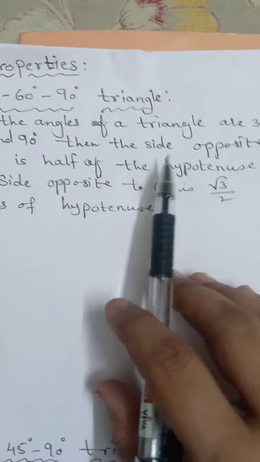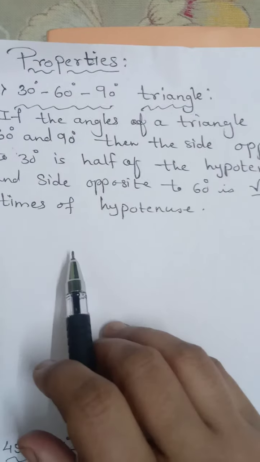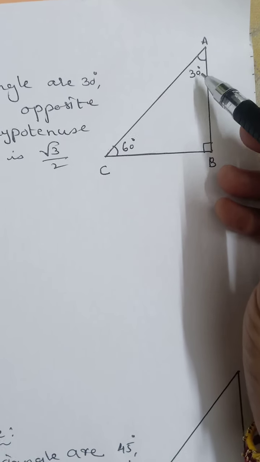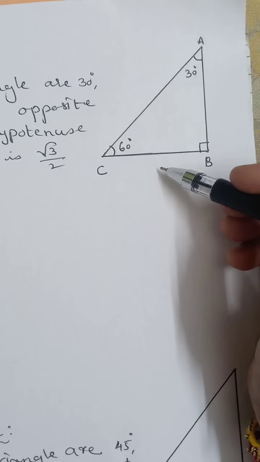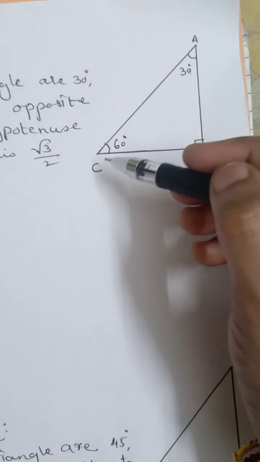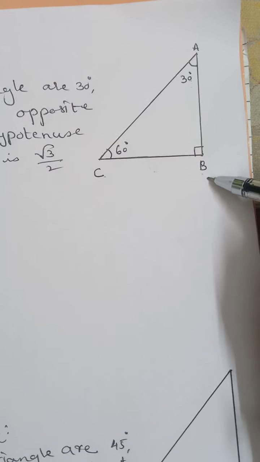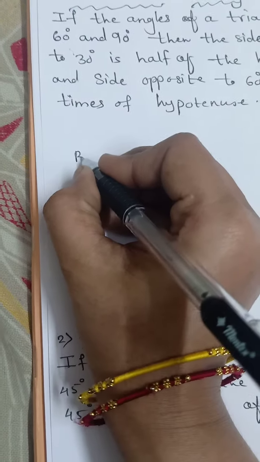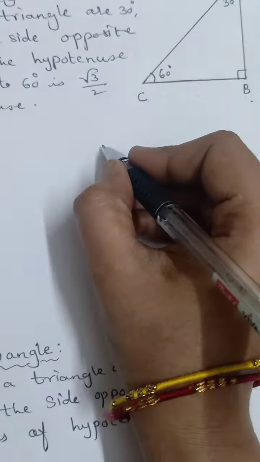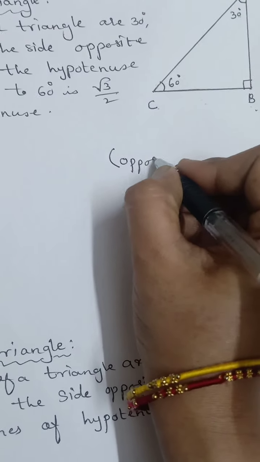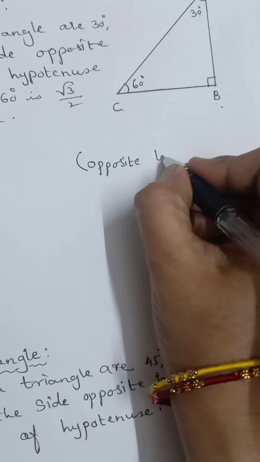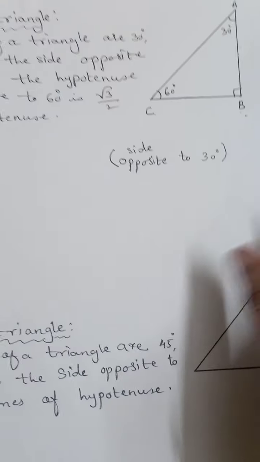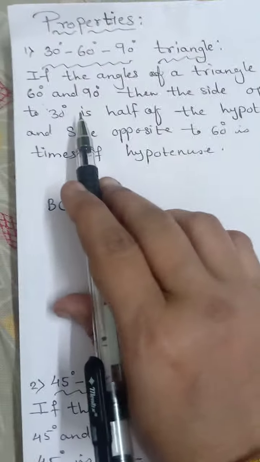Then the side opposite to 30 degree. Now we'll see which side is opposite to 30 degree. This angle A is 30 degree, so definitely the side opposite to 30 degree is this side, and this is the side BC. You can take CB also, but we are taking alphabetical order. So we will take side BC, and this side BC is nothing but the side opposite to 30 degree. I have taken here BC.